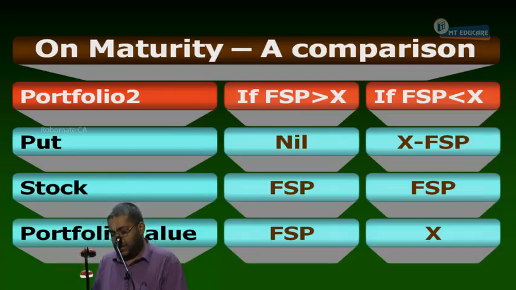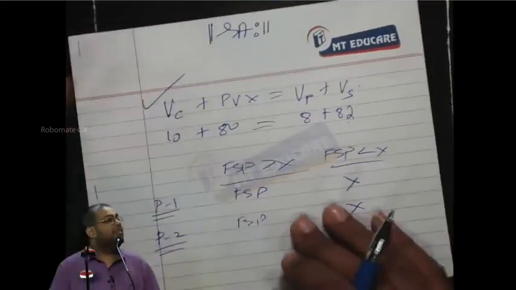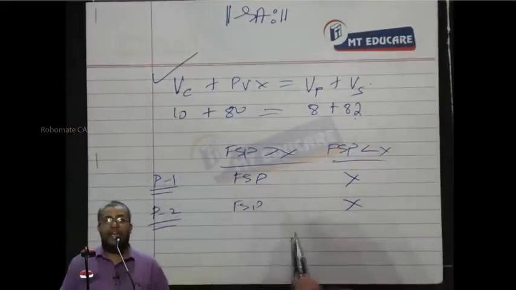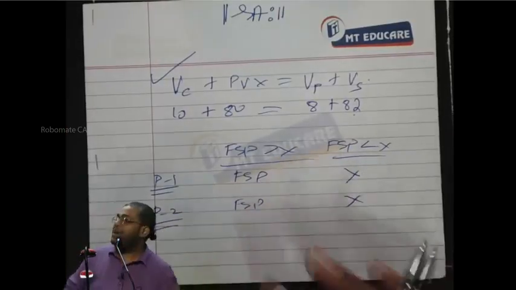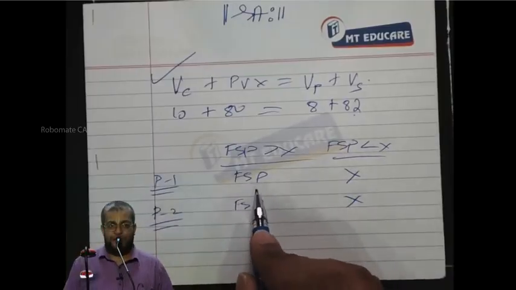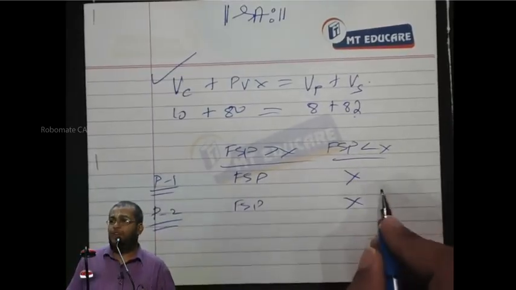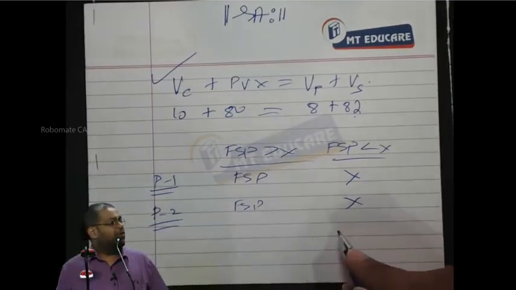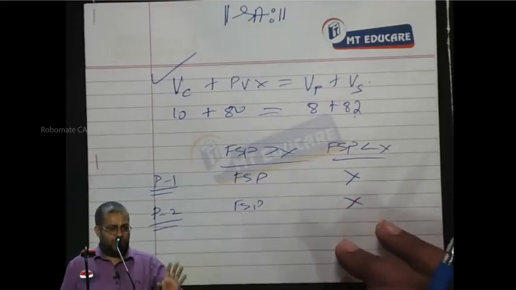Now this is portfolio 1 or portfolio 2. First case is FSP, second is strike price. So FSP and then strike price. Everybody following or not? Now in that case we can say that the maturity value of both portfolios is the same. FSP more than X, what is the value of the portfolio? FSP. This portfolio also FSP. FSP less than X, what is the value of the portfolio? Strike price. This one also strike price. So on the maturity date, the values of the portfolios are the same.